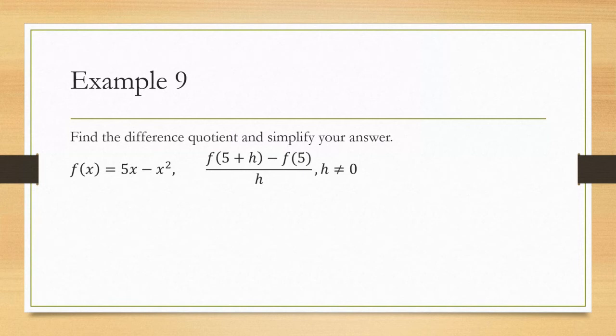So I want to find the difference quotient, and they're giving us the difference quotient already set up, and then they're telling us what the function is. So f of x is equal to 5x minus x squared. So on the top, I have f of 5 plus h. So I need to find out what that is. So that means everywhere I'm replacing x, I'm replacing it with 5 plus h.